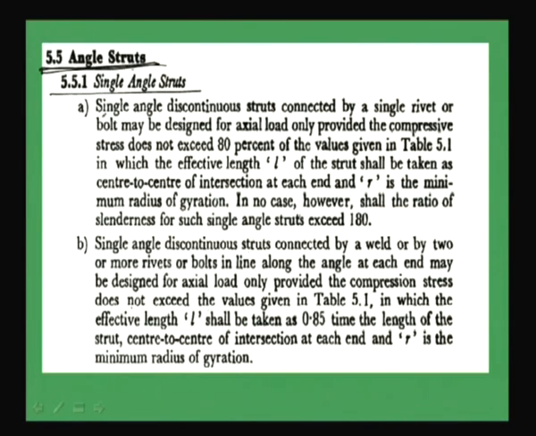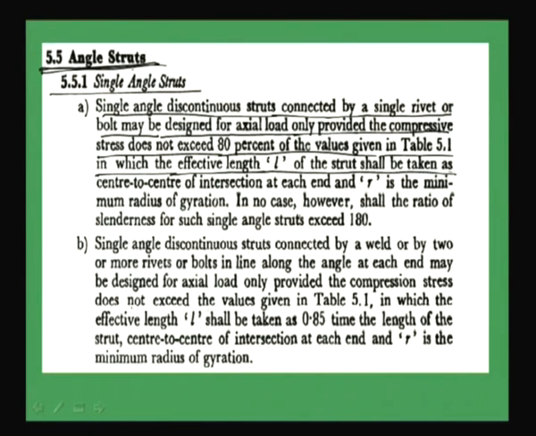That single angle discontinuous struts connected by a single rivet or bolt may be designed for axial load only, provided the compressive stress does not exceed 80% of the values given in table 5.1. I will come to details about table 5.1 later, in which the effective length L of the strut shall be taken as center to center intersection at each end, and R is the minimum radius of gyration.